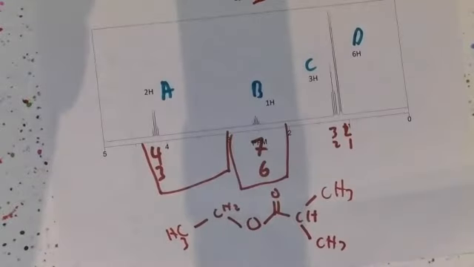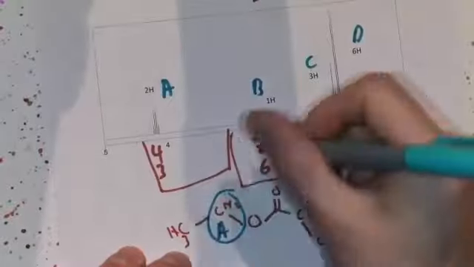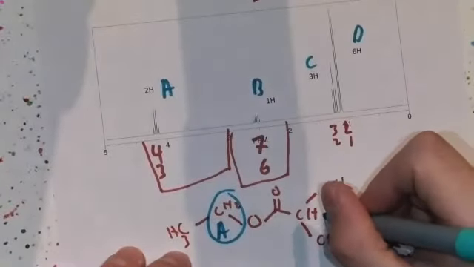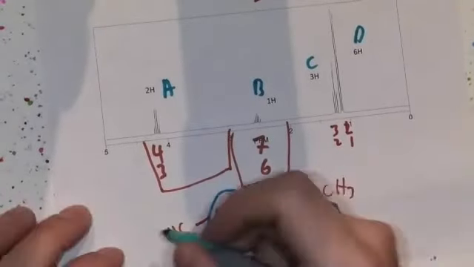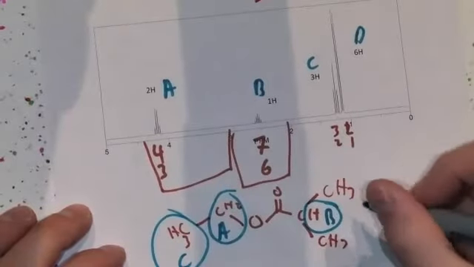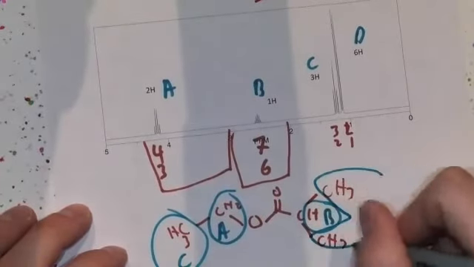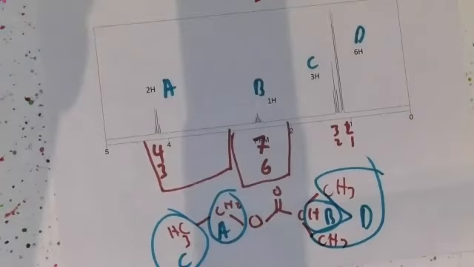So A, B, C, and D here. A is going to be the one attached to the oxygen. B is the one on the other side by the carbonyl. C is our CH3. And then D would be our two symmetrical CH3s.